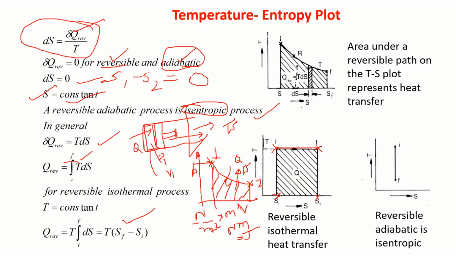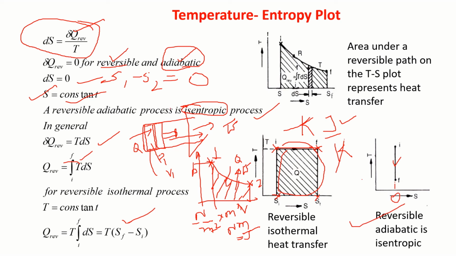If you take the area, temperature is in Kelvin, K. Entropy is joule per Kelvin. So if I cancel Kelvin, this is J. This gives the unit of heat. So by drawing the TS diagram, we can find out heat interaction. Correct. Suppose the process is isentropic. This is the initial state, this is the final state. Entropy is constant. Area under this is 0. So what is the heat interaction? 0.